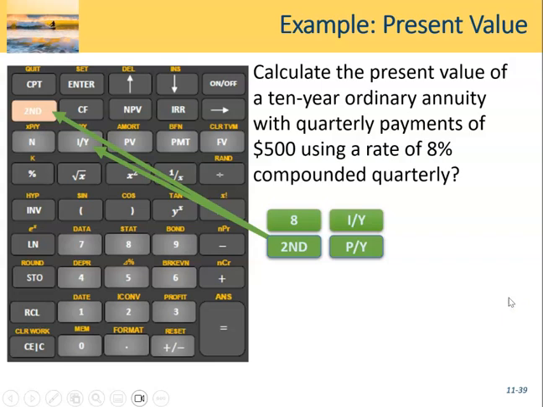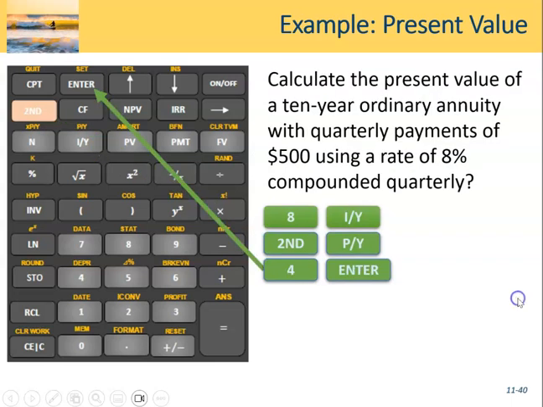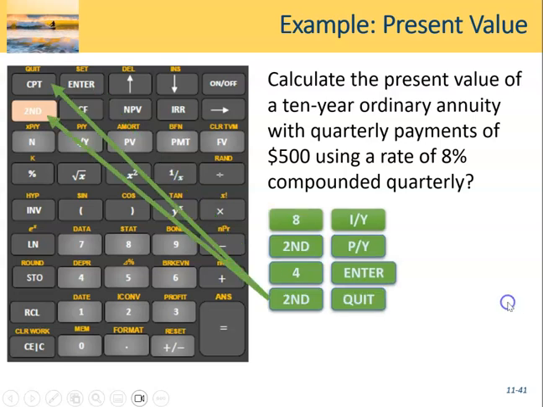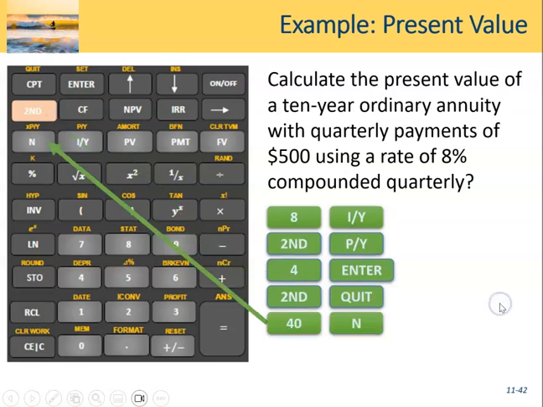So we need to go in and change the PY. We need second, and then we click the IY button to bring us to the PY. 4, representing quarterly, enter, and then second, quit to bring us back up to the main level. 40 N, right, because it's a 10-year ordinary annuity with quarterly payments. So 10 years times the 4 times per year gives us our N. So 40 N.